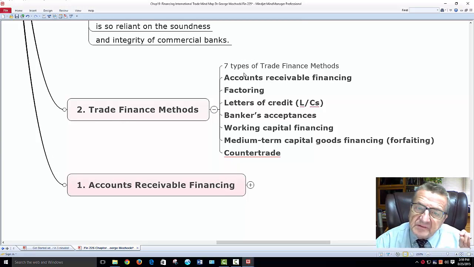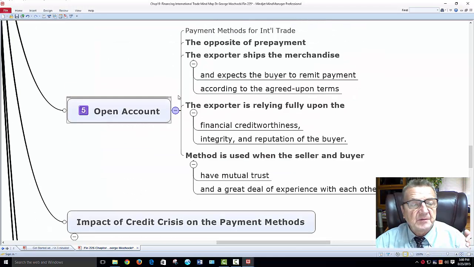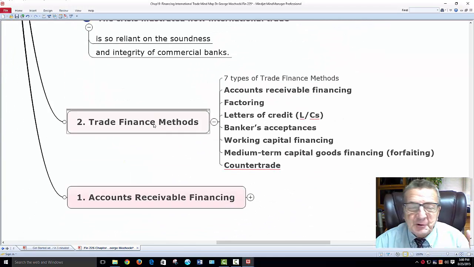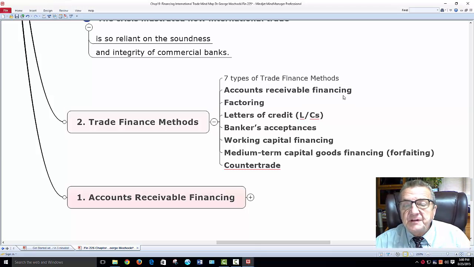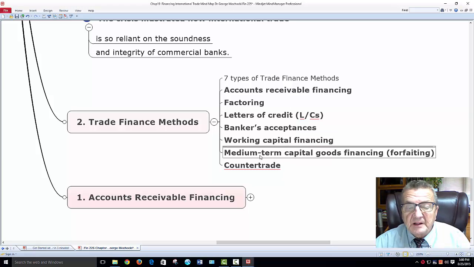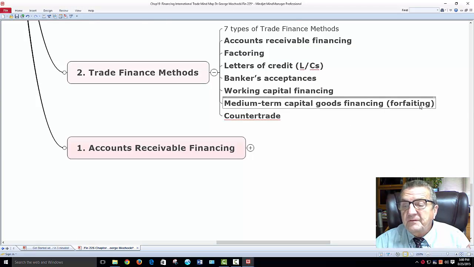Seven types of trade finance methods. Okay, there's seven types. Now we're starting a new thing. Remember, I went from the blue. I'm kind of in the hazel or pink, depending on your color interpretation. Okay, so accounts receivable financing. These are the seven listed. Factoring, we talked about factoring and accounts receivable. I sell them off. Letters of credit, bankers acceptance, working capital, medium term capital goods financing or forfaiting, and that's basically a factoring. It's just a keyword.